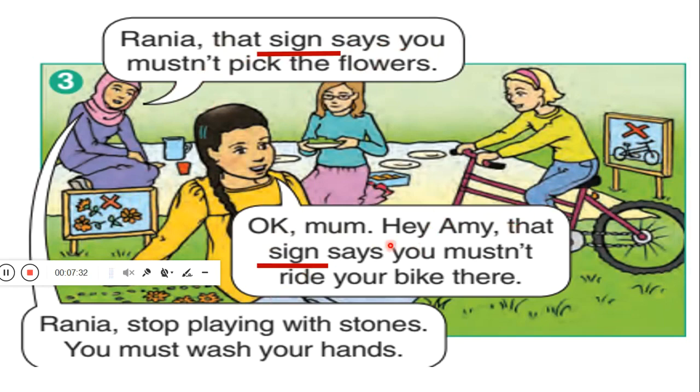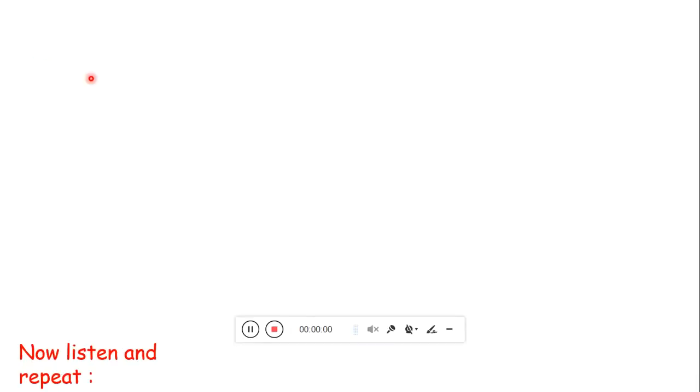That sign says you mustn't ride your bike there. You mustn't ride your bike there. So we have 2 signs here. The first one says you mustn't ride your bike there. The second one says you mustn't pick flowers.